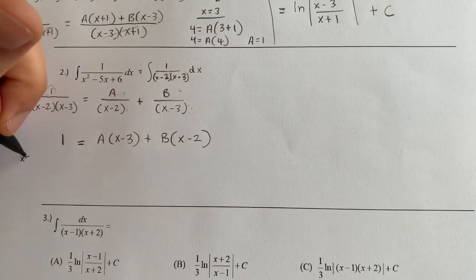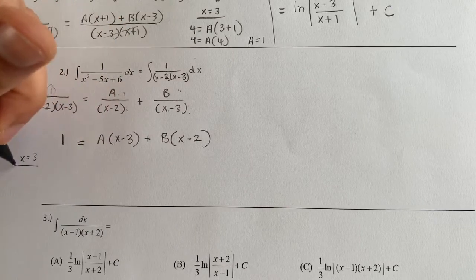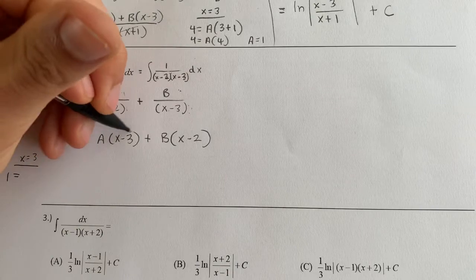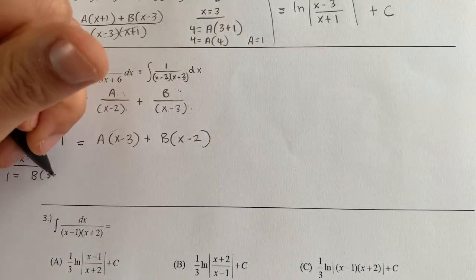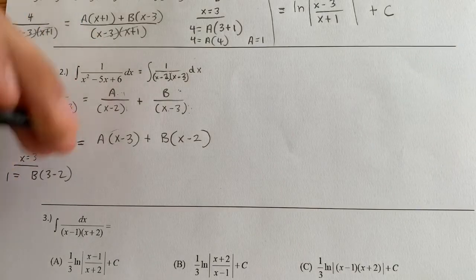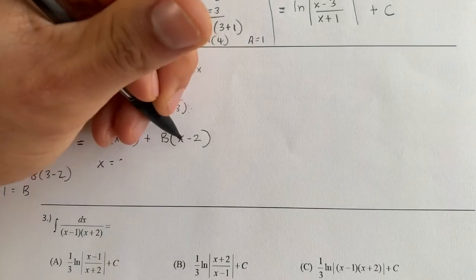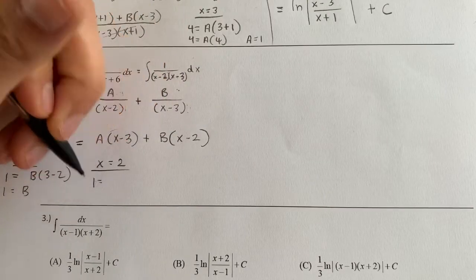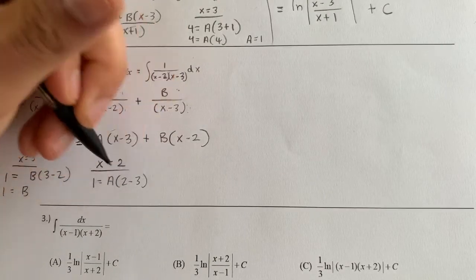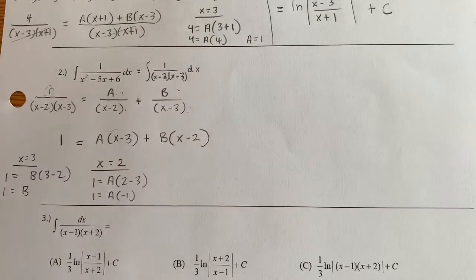Now I got to find the a value and the b value here. So I got to plug in my x's. That would cancel this out. So that would be 3. So that would be 1 equals, that would be 0, plus 3 minus b, and then 3 minus 2. So that's 1 equals b. Then I gotta get this gone, so I put 2 in for x. So that's 1 equals a, and then 2 minus 3, and that's gone. So 1 equals negative 1 here. So a is negative 1.